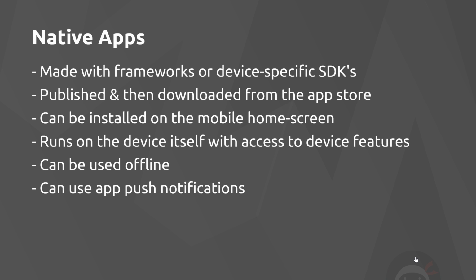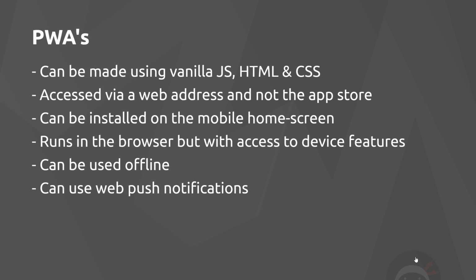Now, if we compare this to PWAs or progressive web apps, much of the functionality is the same. Now, PWAs, instead of being made with device-specific SDKs or frameworks, can be made using vanilla JavaScript, HTML and CSS, just like we'd make a regular website with. They can be accessed this time via web addresses and not the App Store, and they can also be installed onto the mobile home screen with an icon so that we can just open them with a click. Now, progressive web apps run in the browser, but they also have access to device features.